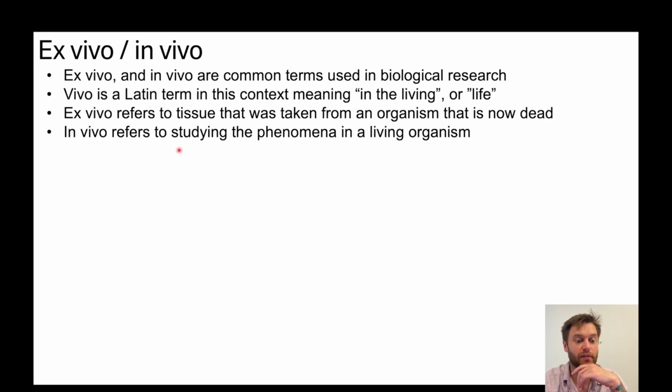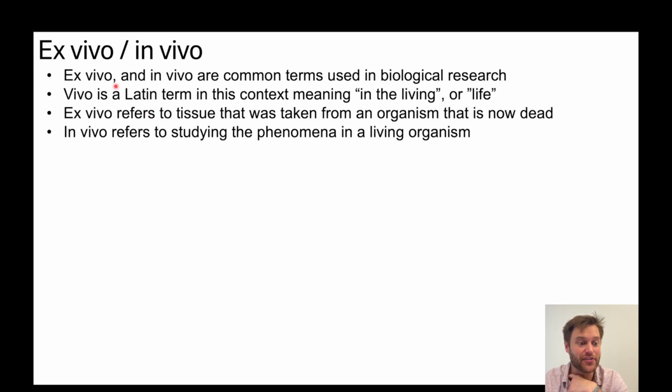In vivo refers to studying the phenomenon in a living organism. So you also have in vitro, which is not to be confused with in vivo. In vitro refers to cell cultures, but whenever we're talking about vivo, whether it's ex vivo or in vivo, we're talking about research that was done in an animal that is either dead or alive, right?